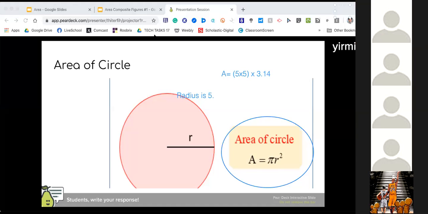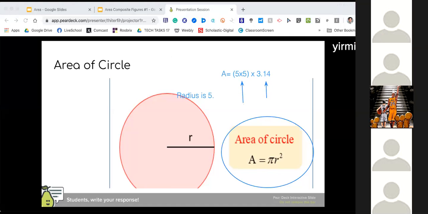So is it correct? Ashley, will you walk us through this? This is 25, and then 25 times 3.14 would give me 78.55-ish. Okay. Yes.